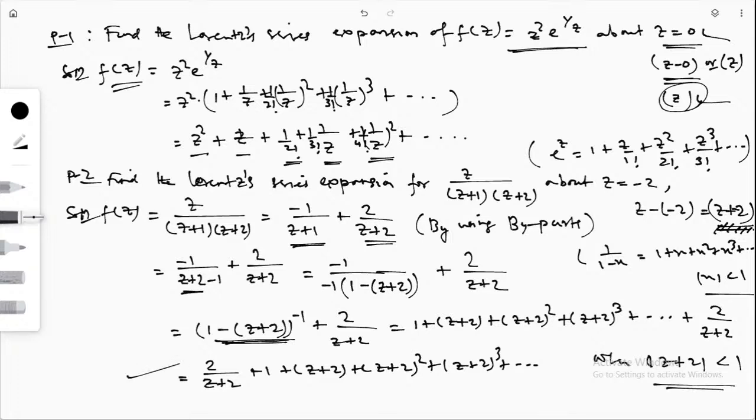So this is the answer. All these things are the powers of z plus 2. Here the power of z plus 2 is minus 1, here the power of z plus 2 is 0, sorry. First one is minus 1, then this is 0, then this is 1, 2. Okay, so that's why I will say this is the Laurent series expansion about z is equal to minus 2. So in Laurent series expansion, the powers of z minus minus 2, which is z plus 2, are negative, positive and 0. Okay, so this is your answer.